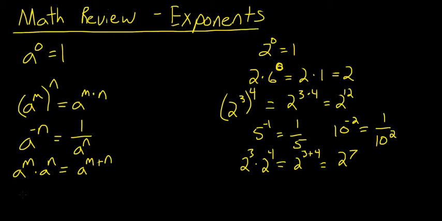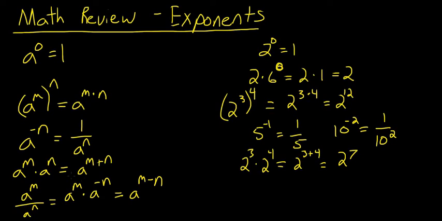The last rule is similar, but it's with division. So if I have a to the m divided by a to the n, then like we talked about before, an exponent on the bottom is the same as a negative exponent. So this can be rewritten as a to the m times a to the negative n, right? And then using the same rule as above, we get that is equal to a to the m minus n.